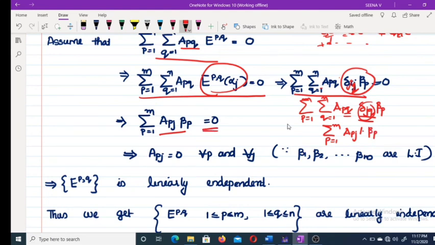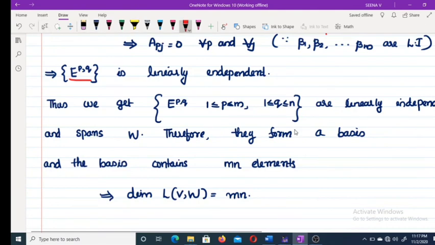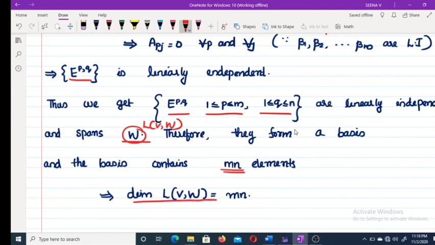But beta 1, beta 2, etc. are linearly independent. Therefore, this equal to 0 means APJ equal to 0 for every p and for every j. Therefore, EPQ is linearly independent. Therefore, these vectors EPQ, 1 less than or equal to p less than or equal to m, and 1 less than or equal to q less than or equal to n, are linearly independent and span L(V, W). Therefore they form a basis, and the basis contains mn elements. Therefore the dimension of L(V, W) is equal to mn.